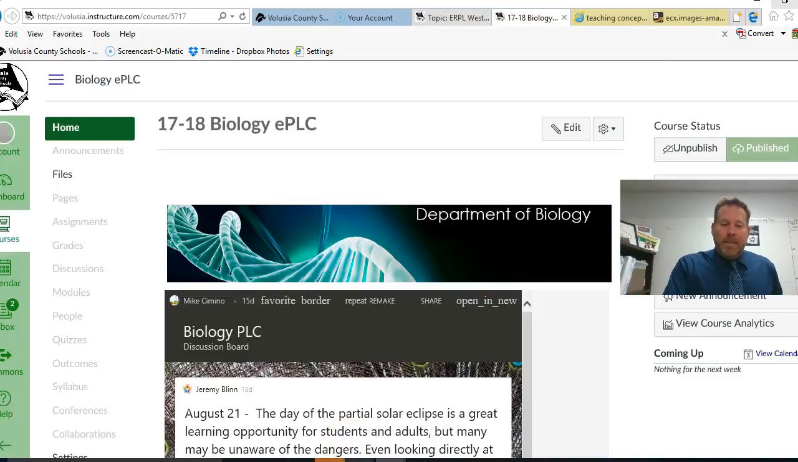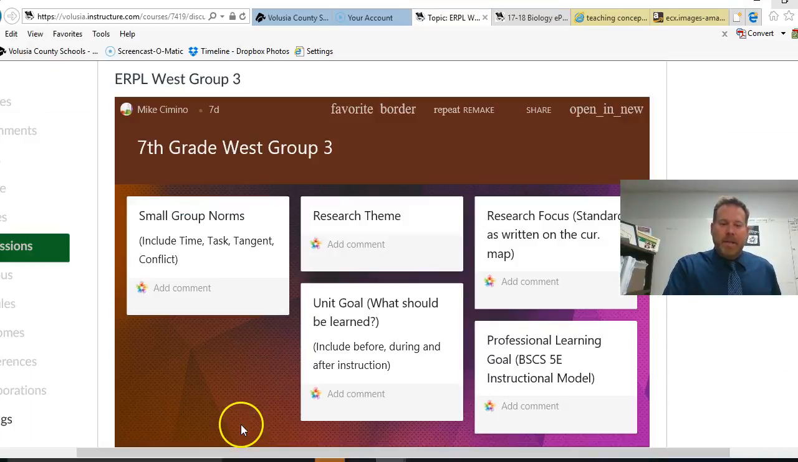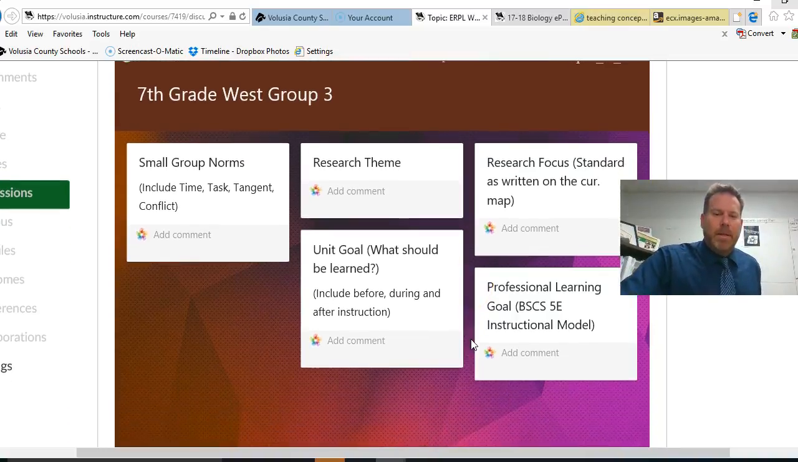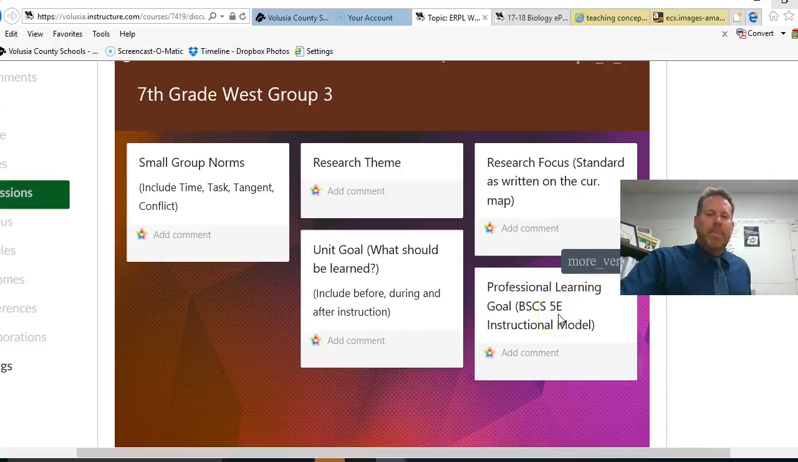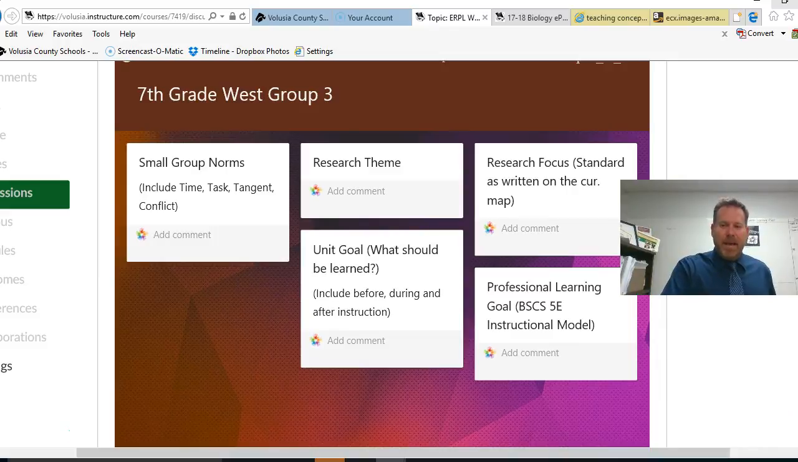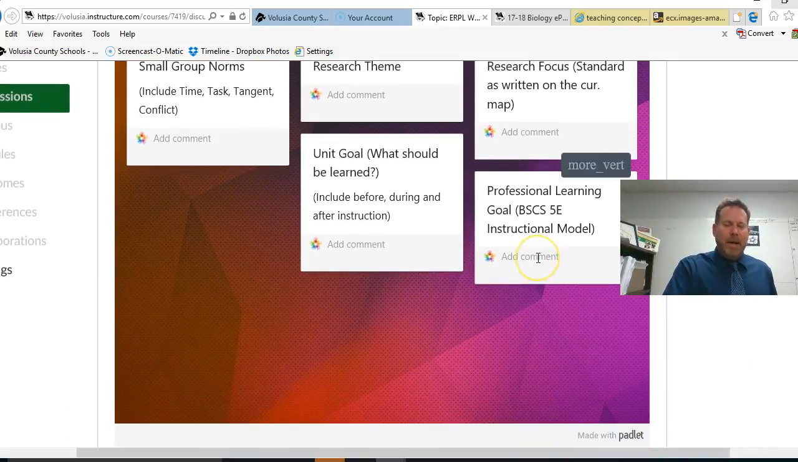And on the Padlet is the area of collaboration I meant to show you. So their unit goal, the very last thing I said, they would be starting to type what should precede this information in the standard here. They would write their research theme that they developed together. And right here, professional learning goal, the BSCS 5E instructional model, is right there. There's nothing really they have to do. But if they decided they would also like to look up some Kagan strategies, okay, nothing wrong with it. Just don't want to overwhelm them, but it's their decision.